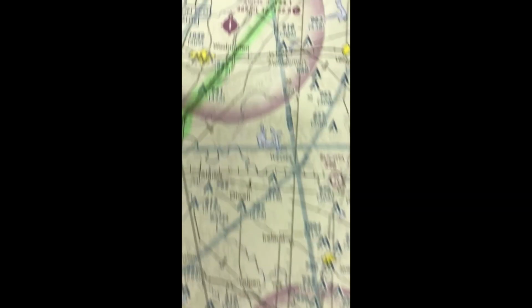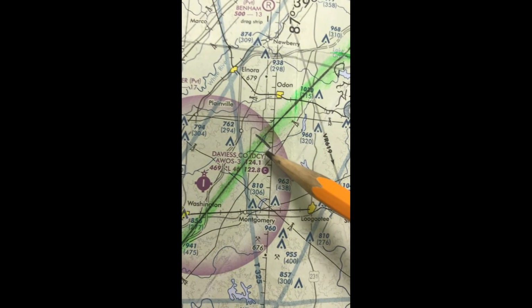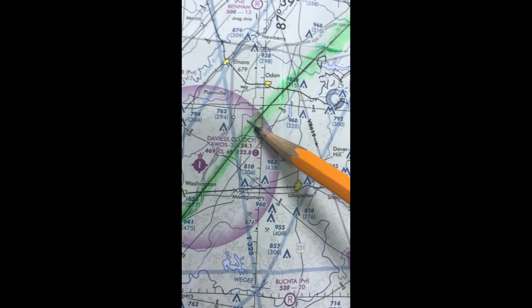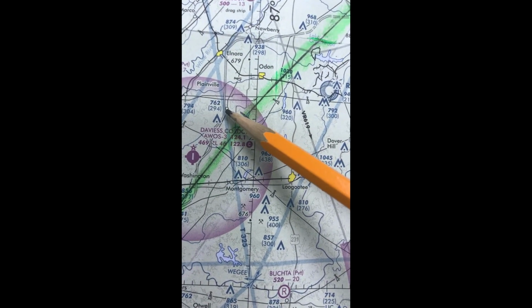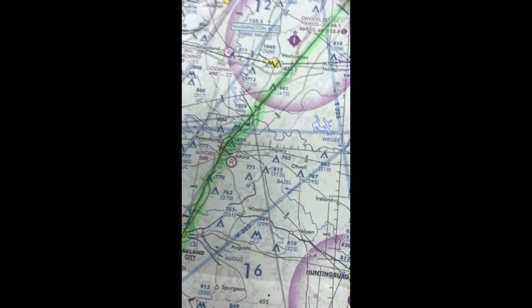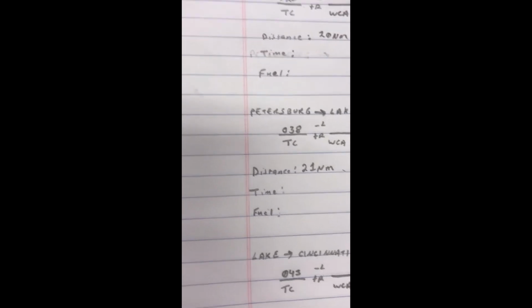Now for my checkpoint after Petersburg, I picked this small lake just east of the Davies County Airport. Where I drew that line, there is a small dam in it, and it is just off from this little town here, so that should be a pretty prominent landmark. The course and distance I got from Petersburg to that lake was a true course of 038 and a distance of 21 nautical miles.